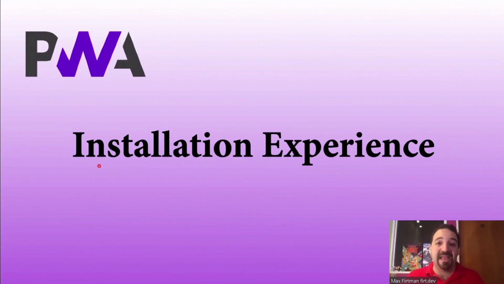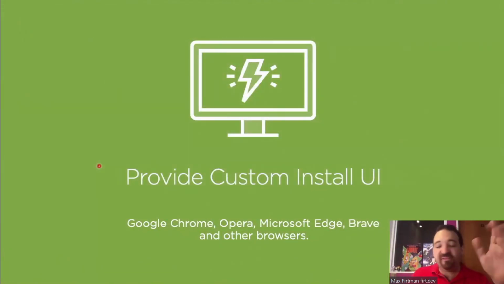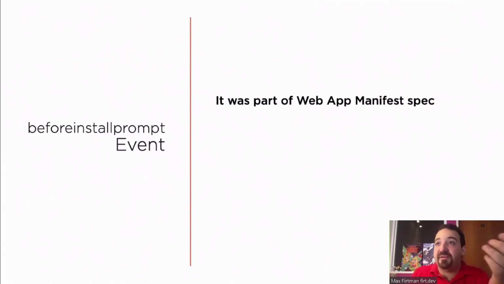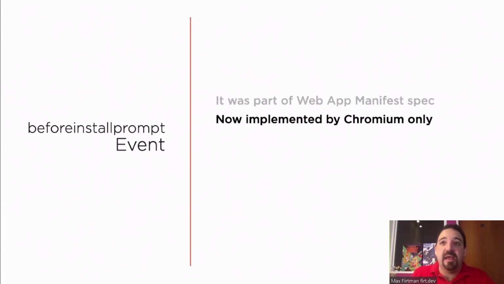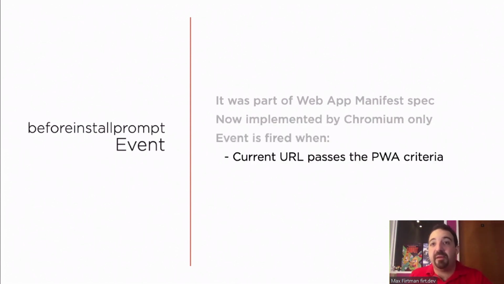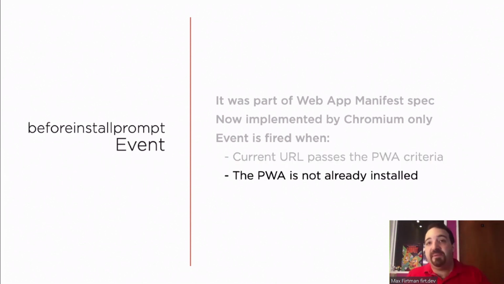Now let's talk about installation experience. So the first thing is not new, but I am still surprised that there are so many PWAs out there that are not taking advantage of providing a custom install user interface. This is currently available on Google Chrome, Opera, Edge, Brave, and other browsers, mostly Chromium based. So it's known as the beforeinstallprompt event. It was part of the WebAPK Manifest original spec, but now it's out, okay? And it's implemented only by Chromium. And this event is going to be fired when the current URL passes the PWA criteria of that browser, and also if the PWA is not already installed.